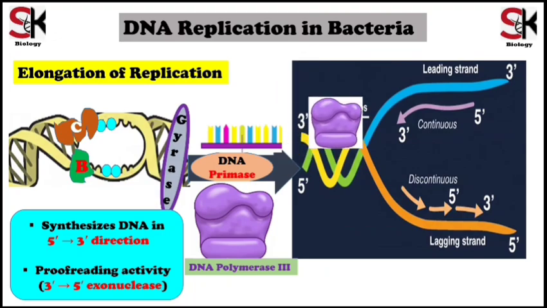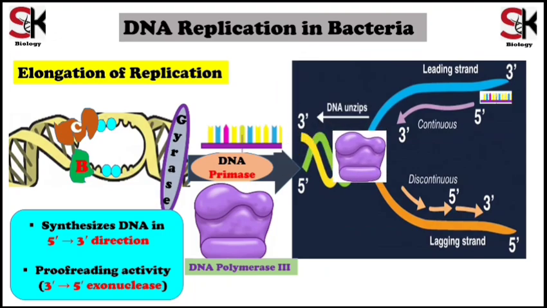And the second direction is away from the fork, which is lagging strand synthesis. This forms small Okazaki fragments in the size of 1000 to 2000 nucleotides. This strand synthesis is discontinuous and requires multiple primers.